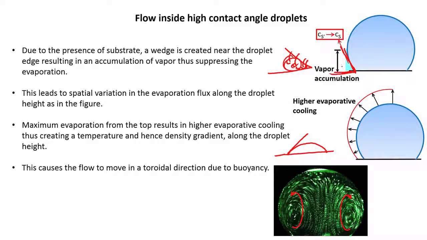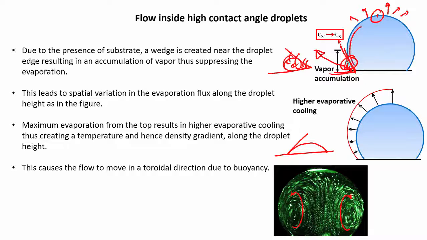This water vapor is very hard to remove by diffusion, got it. The water vapor in this region that you see in this wedge region is due to accumulation, and this accumulation is very hard to relax. As a result, evaporation is locally suppressed in this region. However, evaporation in this particular region goes on because it has no problem in diffusing out its vapor.